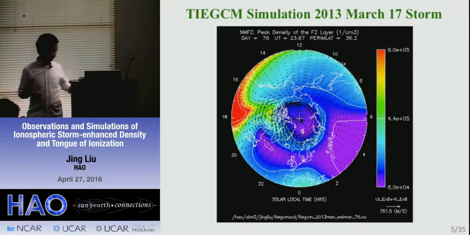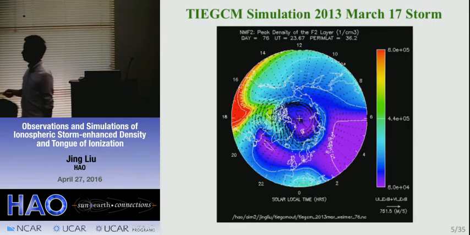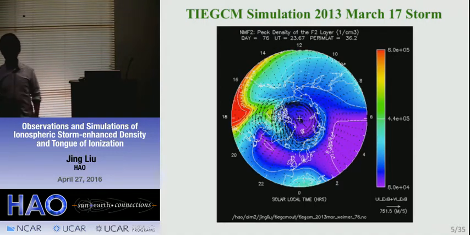Yeah, thank you. Is there SAPS in this? Actually, this is TIEGCM simulation. We did not add the empirical SAPS model into this simulation, so it did not include SAPS structure here. But it does have the mid-latitude trough-like structure that may be related to the plasma stagnation here. So it has a very low electron density here.